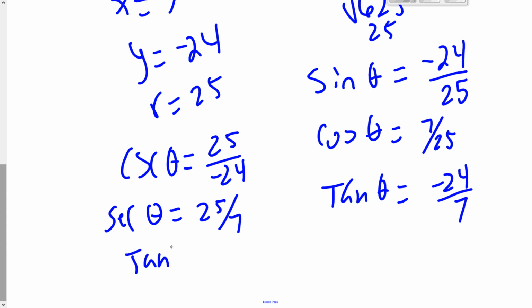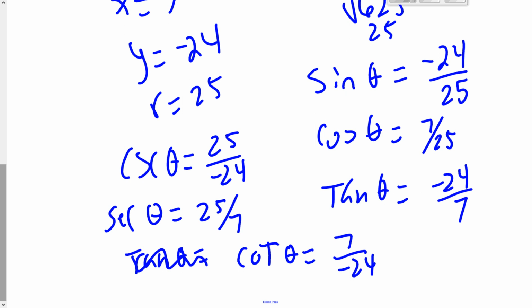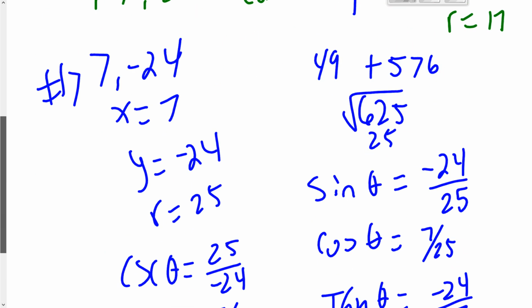And tangent. Oh, I already did tangent. How about cotangent? It is 7 over negative 24. So you notice that some of these have positives and negatives, right? We'll actually look at what quadrant our angle's in a little bit later and figure out if our answer is going to be positive or negative based on what quadrant we're in. So that'll be the next section. But let's go ahead and finish this with number 35.